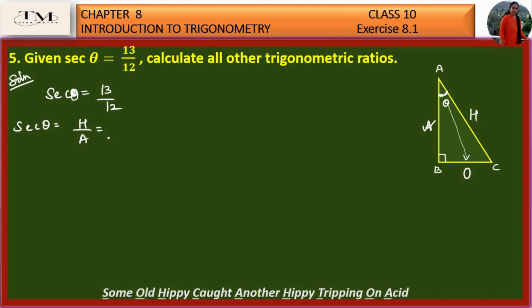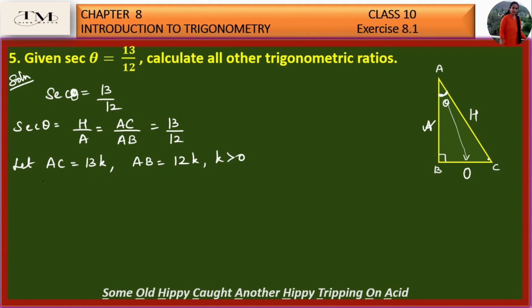So which is the hypotenuse side? AC. Which is the adjacent side? AB. So it is given as 13 by 12. So in the same way, they have a common divisor. After simplification, we will get 13 by 12. So let that common divisor be K. So then AC will be of the form 13K and AB will be of the form 12K. So here K is positive, K greater than 0.